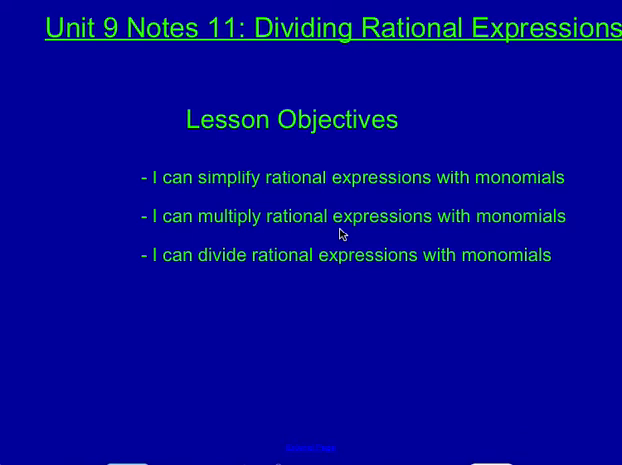We will be doing Unit 9, Notes 11. So we are going to be talking about dividing rational expressions. Today we're going to learn to simplify, multiply, and divide, and we're still going to also be calculating those excluded values at the same time. So it's going to be a lot of things in one place, so just bear with me here.